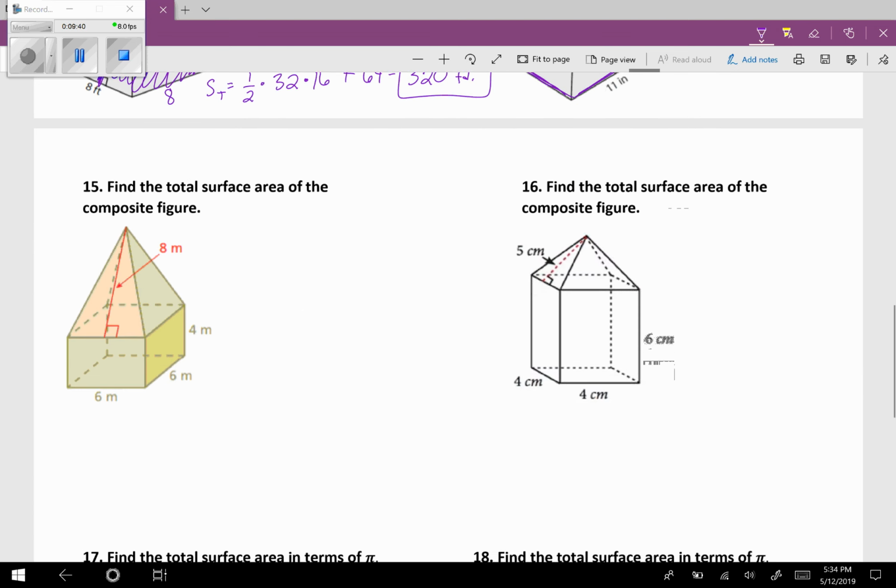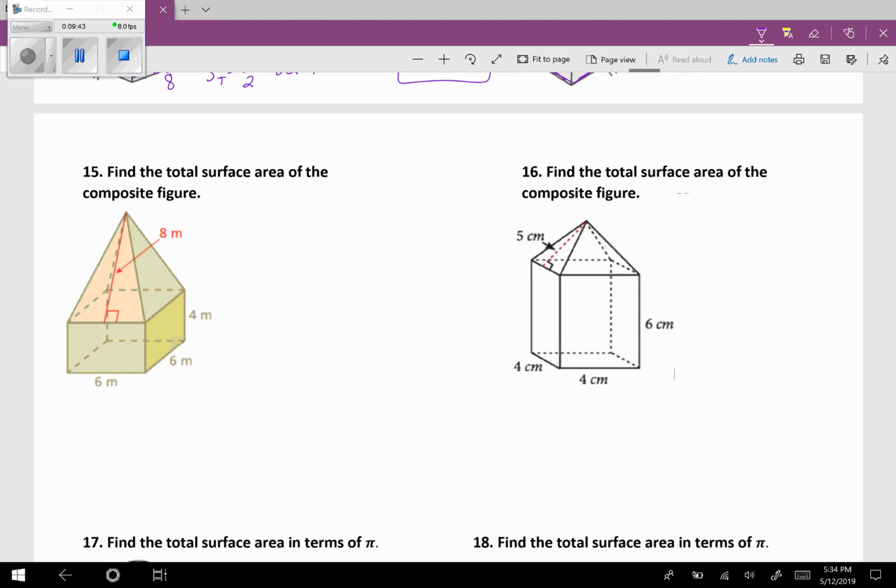All right, 15. Find the total surface area of the composite figure. And again, what kind of composite figure do you think we're going to give you on the test? This kind right here. So just remember how we're working these problems out and you'll be good to go. This one, we got a pyramid on top, and we have a rectangular prism on the bottom. So remember, this was the whole lateral plus the lateral plus the area of the base. So we got to find the lateral of the pyramid on top. So I'll do that.